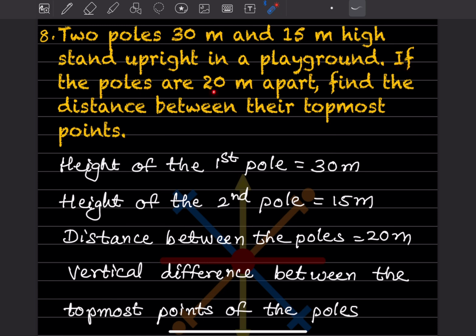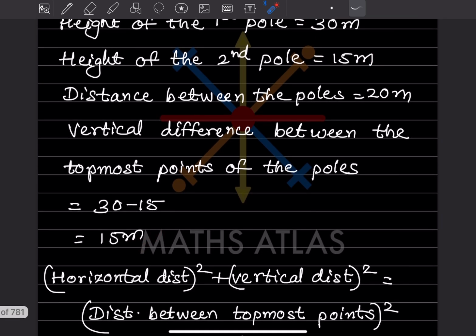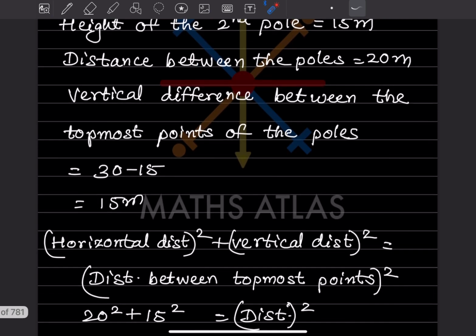If the poles are 20 meters apart, this is one pole, this is the other one. This will be 30, the taller one, and this is going to be the shorter one, and the distance between them is given as 20 meters. The vertical difference between the topmost points of the poles will be 30 minus 15, so that is going to be 15 meters. So horizontal distance square plus vertical distance square is the square of the distance between the topmost points.